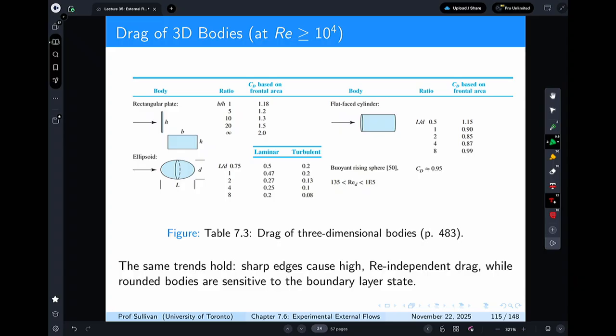If you look at 3D bodies, you have, again, table 7.3, and please take a look at the book. 7.2 and 7.3 are in the text, and you have a whole bunch of values for those. So B over H for a rectangular plate, ellipsoids, flat-faced cylinders, sharp edges, all of these things together.